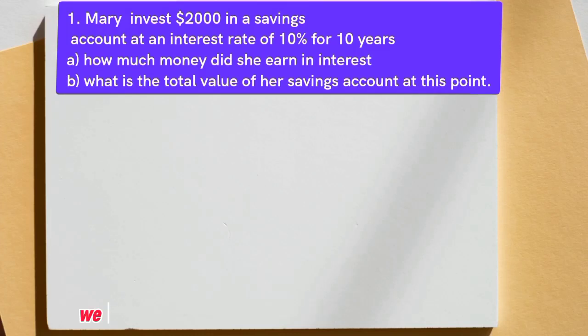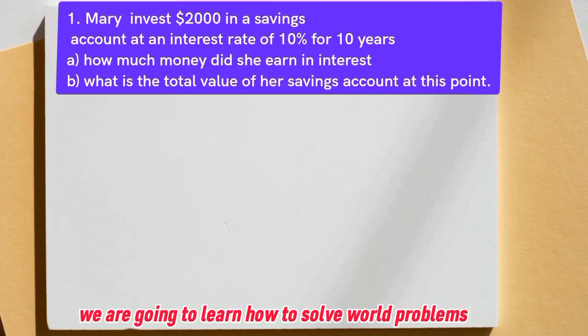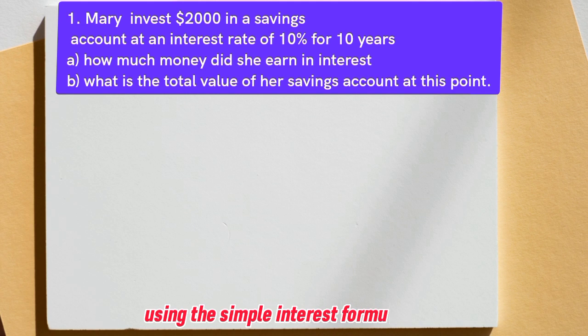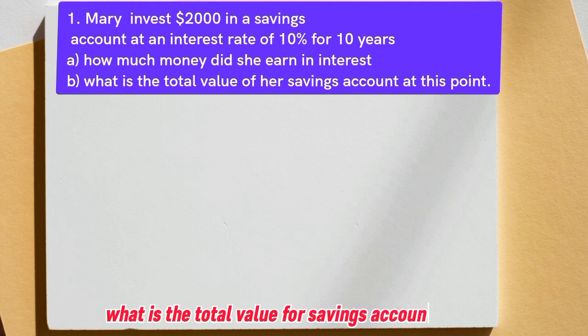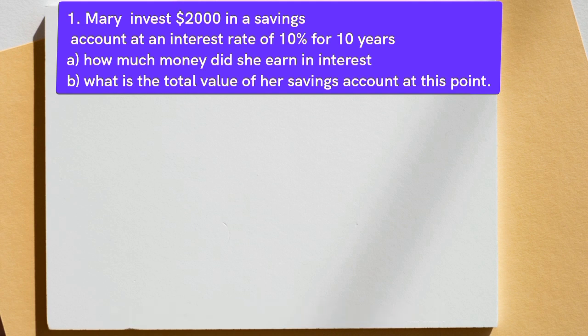In today's video, we are going to learn how to solve word problems using the simple interest formula. So, for example, let's say Mary invests $2,000 in a savings account at an annual interest rate of 10% for 10 years. A says, how much money did she earn in interest? And B says, what is the total value of her savings account at this point?